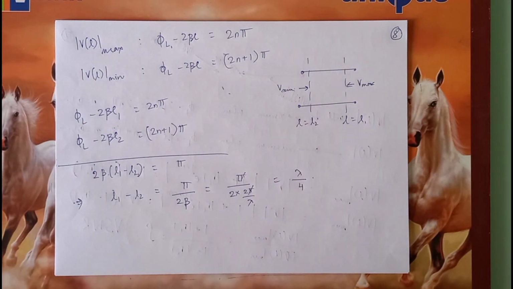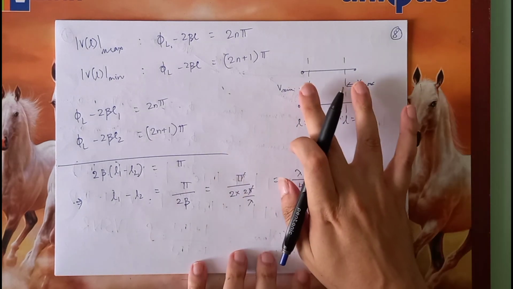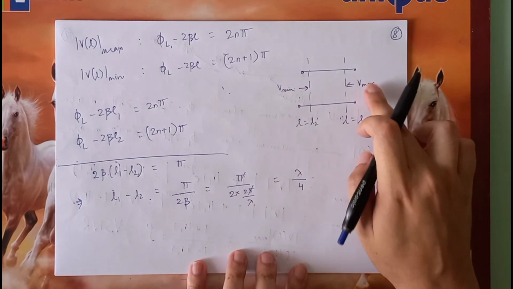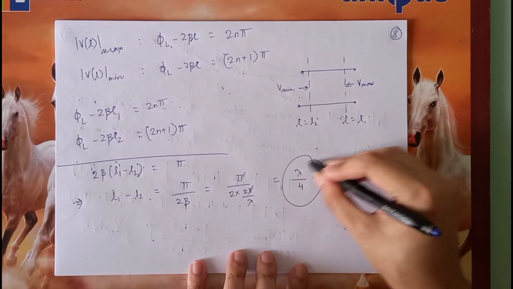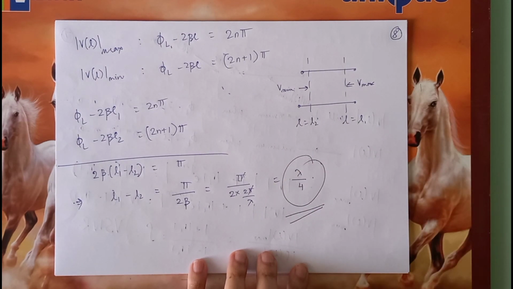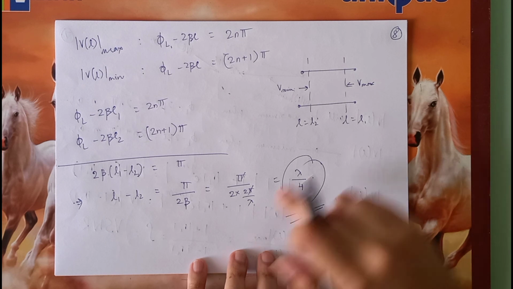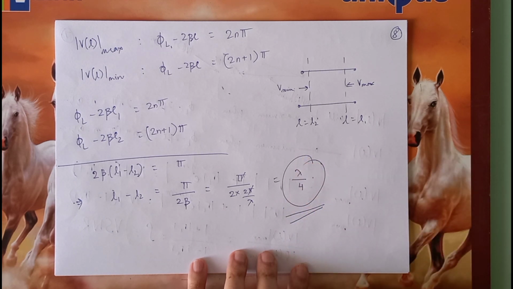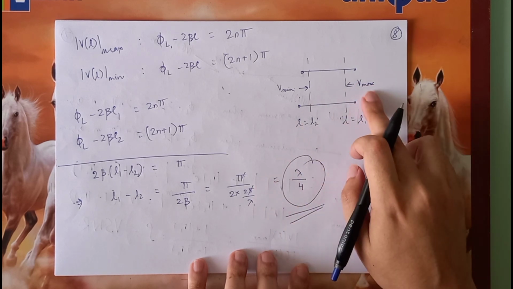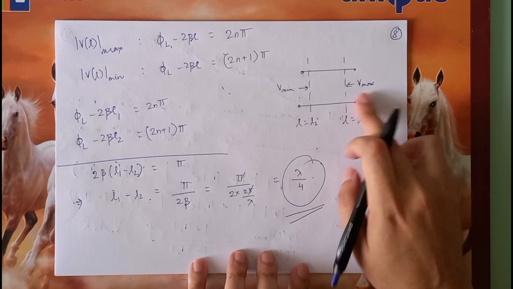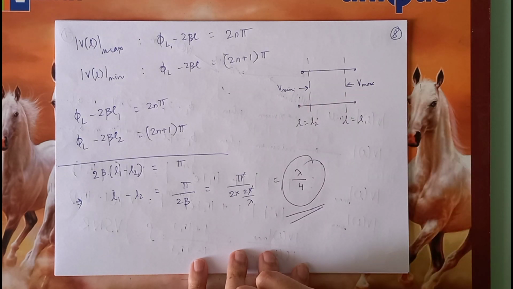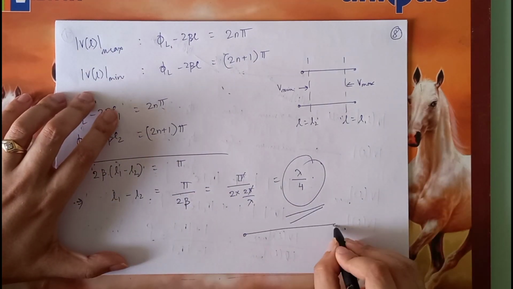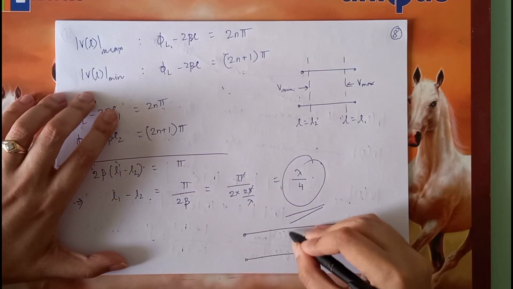Now this is another very interesting result. The distance between a voltage maxima and a voltage minima is always lambda by 4. Similarly, you can prove that the maxima of the voltage and the minima of the voltage, they repeat every lambda by 2. This you can prove. I leave this to you as an exercise.